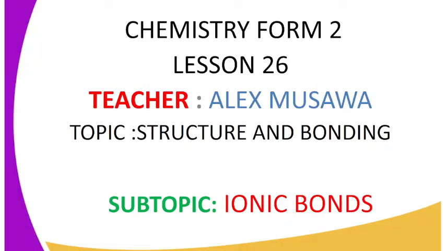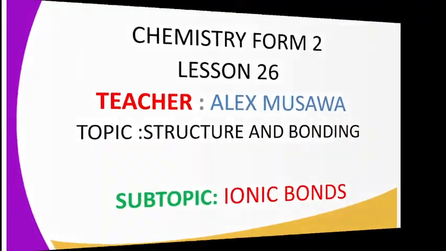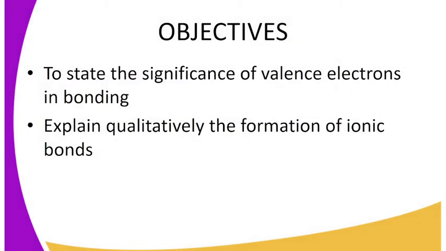I'm your tutor Alex Musa and I'll be taking you through Chemistry Form 2, Lesson 26. Our topic is Structure and Bonding and our subtopic is Ionic Bonds. What are the objectives of this lesson? Number 1, to state the significance of valence electrons in bonding. Number 2, to explain qualitatively the formation of ionic bonds.